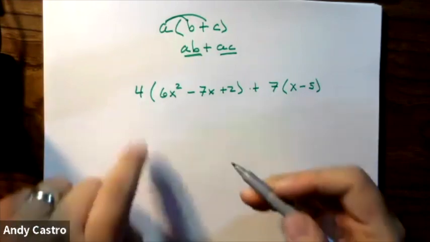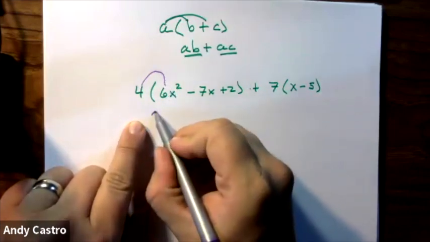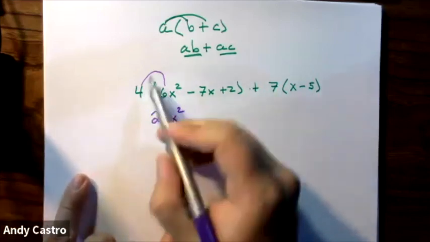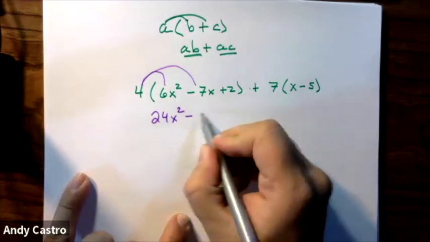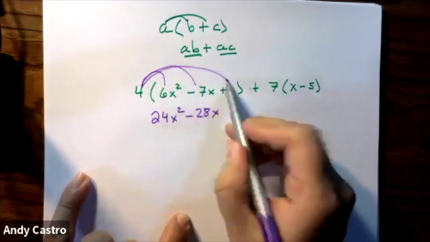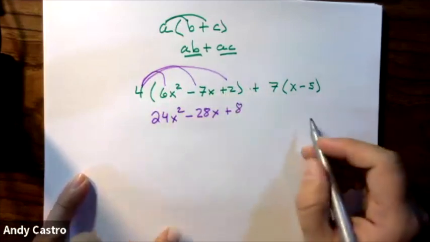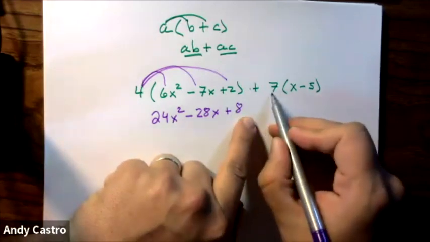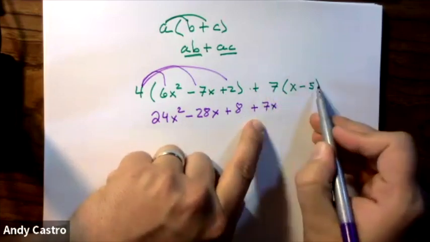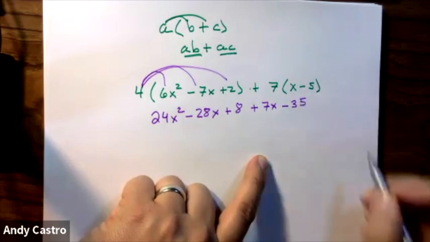All right, so we're going to have some fun here. Let's go ahead and distribute this. 4 times 6 is 24, and then my x squared. Then 4 times negative 7, that's negative 28x. And then 4 times 2, that's plus 8. Then positive 7 times x is plus 7x. And positive 7 times negative 5 is minus 35.